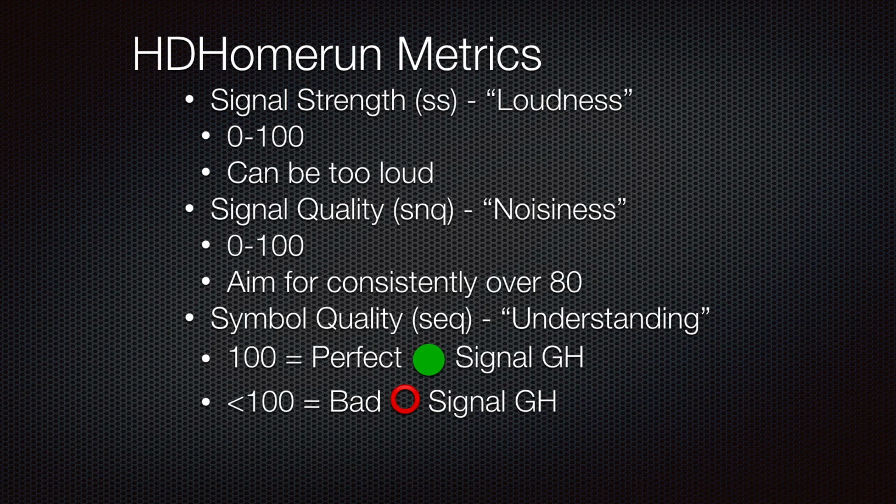So, of these three measures, we are trying to get a consistently high signal quality that will lead to a perfect symbol quality. There is a reason that the line graph in Signal GH is of signal quality. We keep an eye on symbol quality, see the level where it's pixelating, and we keep an eye on signal strength, but signal quality is our primary metric. Maximize it. Let's go back to the picture.